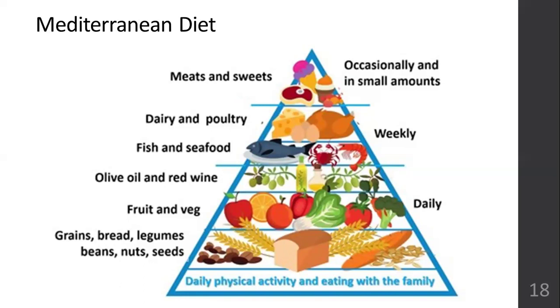So occasionally only they will have meat and sweets. Fish and seafood, it's done weekly. Dairy and poultry also weekly. But on a daily basis, they have a lot of fruits and vegetables, olive oil, red wine, bread, legumes, beans, nuts, seeds. Okay, and they engage in a lot of physical activity, eating with family. Okay, these are the principal guidelines of a Mediterranean diet, usually followed in Greece and all. Okay, it comes from Greece.